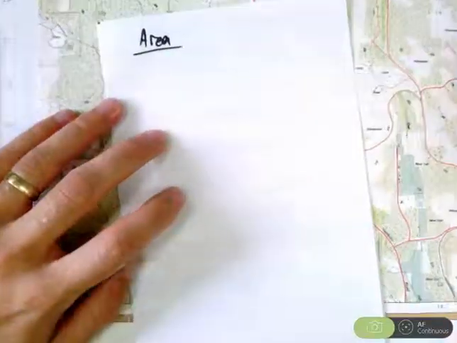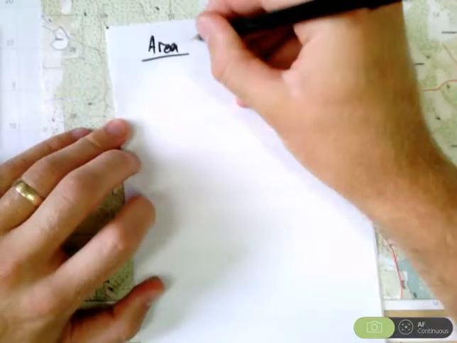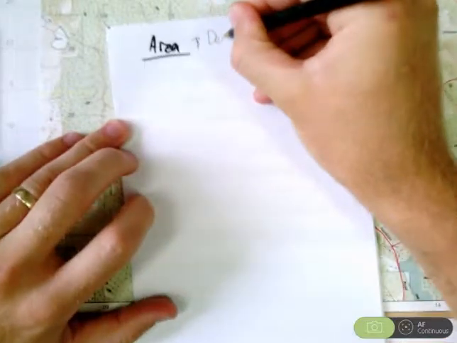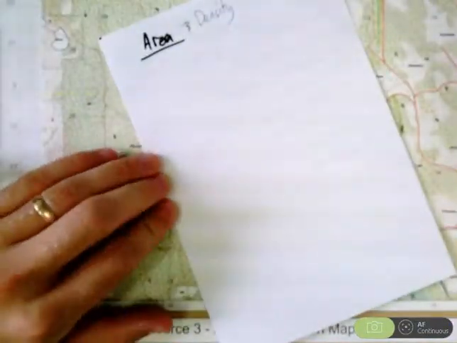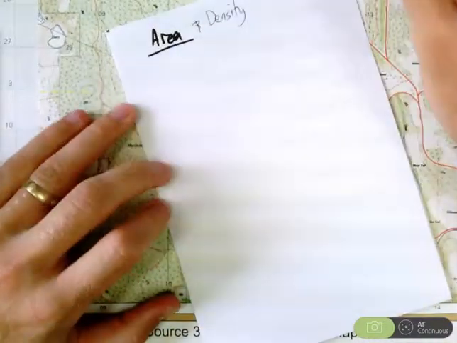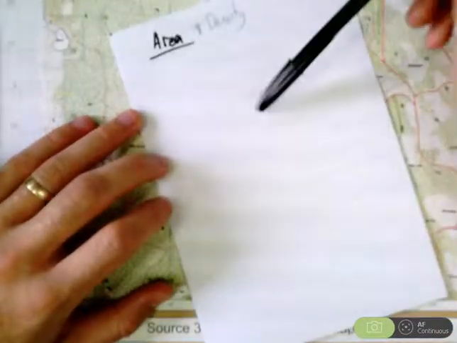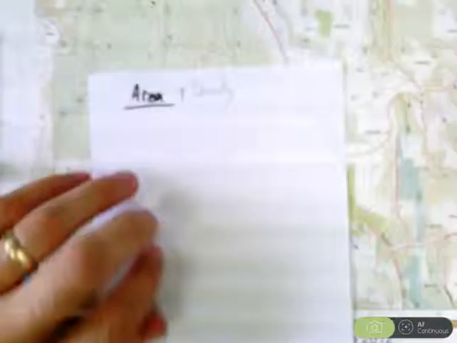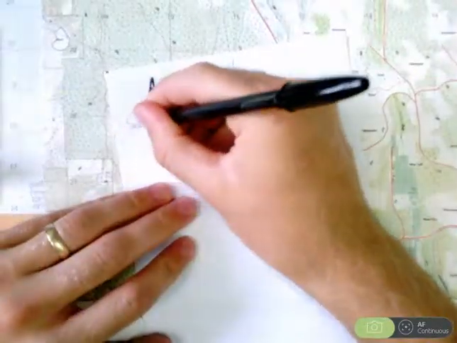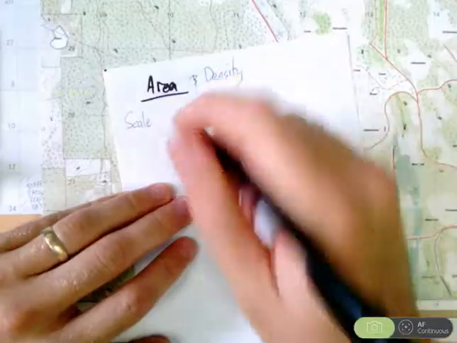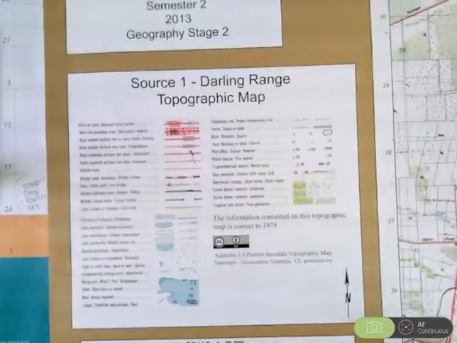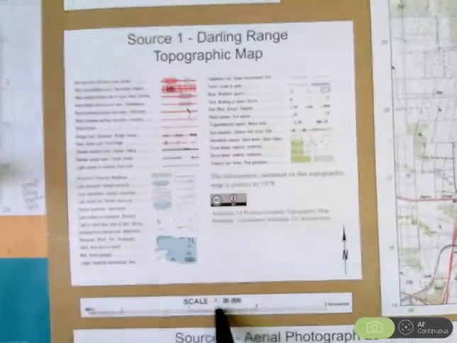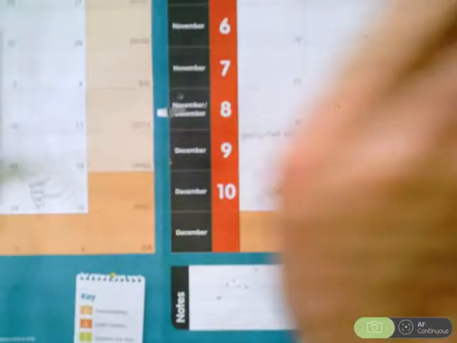Okay, this next one is going to look at area, and we're going to throw density on the end there as well. So again, with distance, calculating area, we need to know the scale. Now the scale, again, same map as last time. Semester 2, 2013, Year 11 Geography. Scale 1 to 25,000.